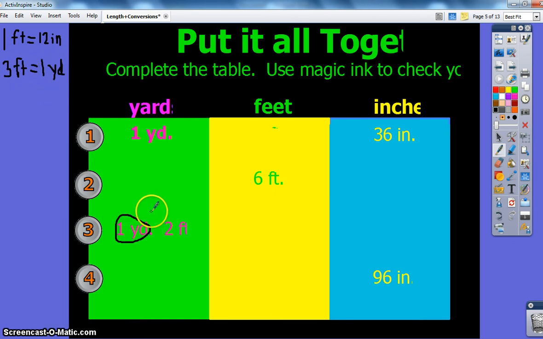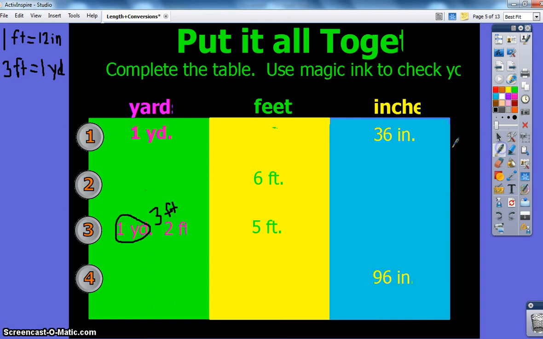Okay, that's pretty easy. 3 feet equals 1 yard. Well, now you have 3 feet and 2 feet, which equals a total of how many feet? Sorry, we used the magic ink. 5 feet, exactly. Okay, well now, what if we wanted to convert 5 feet into inches?